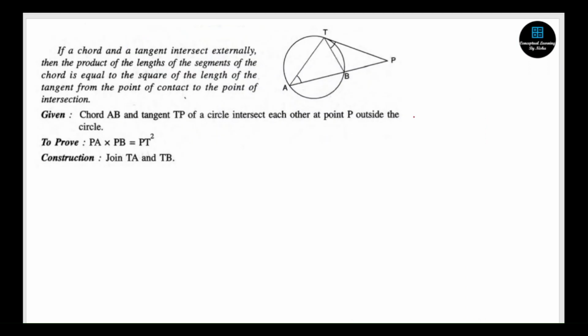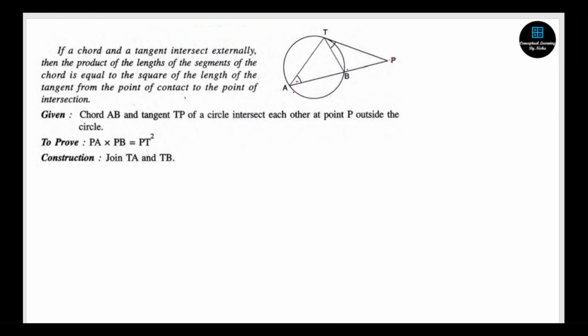Now one more theorem. Okay. So this is the last theorem and this is super easy. Okay. See, understand. Don't be afraid of the lengthy statement. This chord is given, which chord? AB, and tangent PT. Okay. These two are given. They intersect externally at point P. Okay. That is given to us. And now we have to prove that PA into PB is equal to PT square.